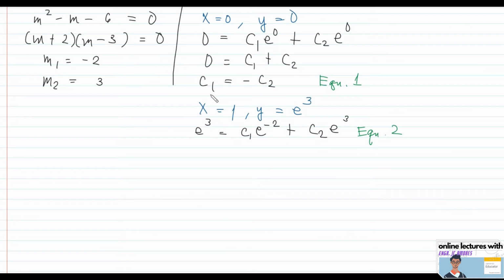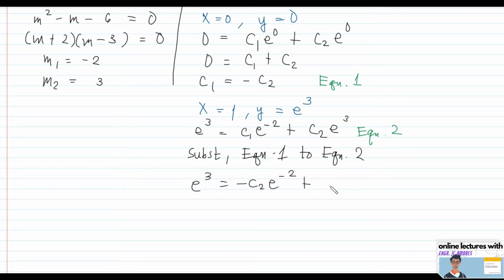Now from equation 1, I've said that c sub 1 is equal to negative c sub 2. So we could simply substitute that. Substitute equation 1 to your equation 2. So konting algebra na lang to, guys. So we have e raised to 3 is equal to c sub 1, that would be negative c sub 2, e raised to negative 2 plus c sub 2 e raised to 3. So from the right side, you can factor out c sub 2, and you'll have e raised to 3 minus e raised to negative 2, and this one retains to be e raised to 3.